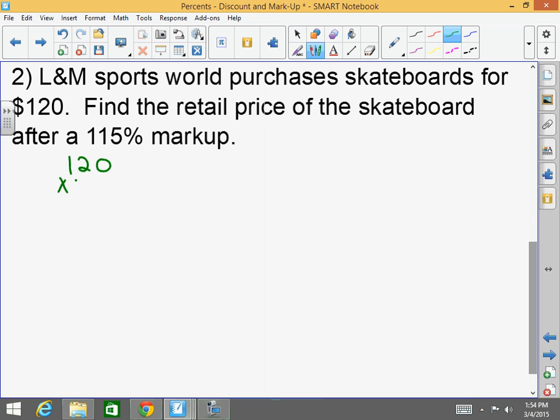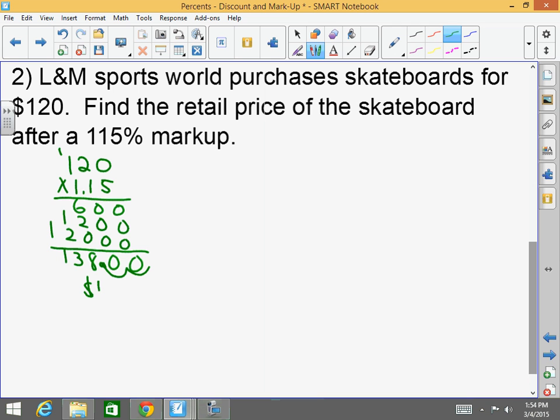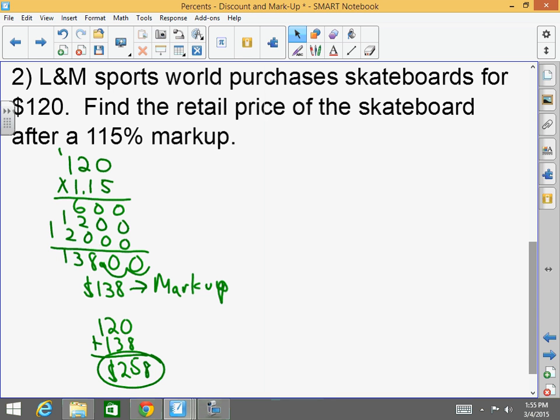$120 times 1.15. We get 0, 0, 6, skip a space, 0, 2, 1, skip 2 spaces, 0, 2, 1, which gives 138. So there's a $138 markup. That's what I'm going to increase the original price by. So what is my selling price going to be? My 120 plus my 138. So they are going to sell it for $258. That is what you and I will pay for that skateboard.